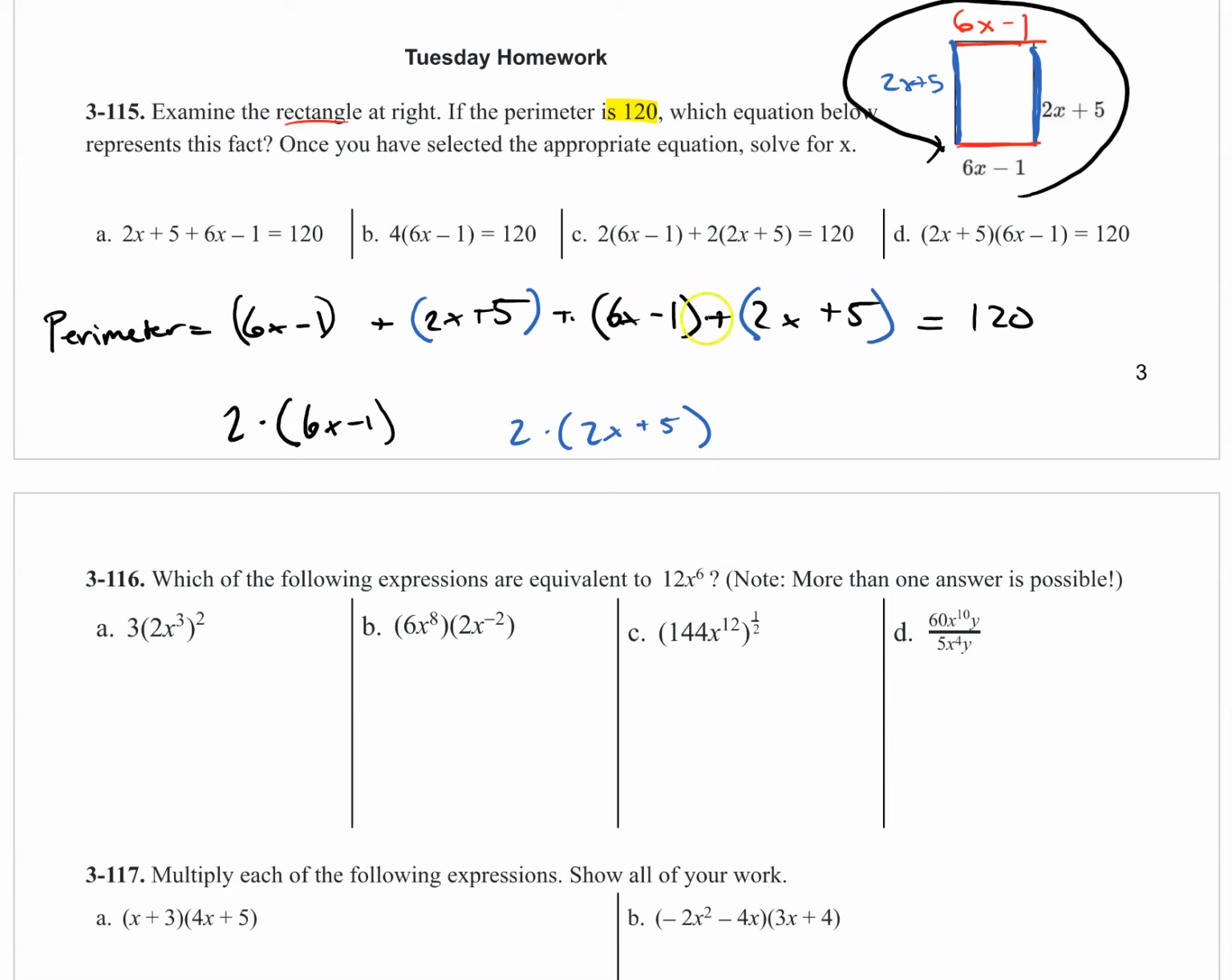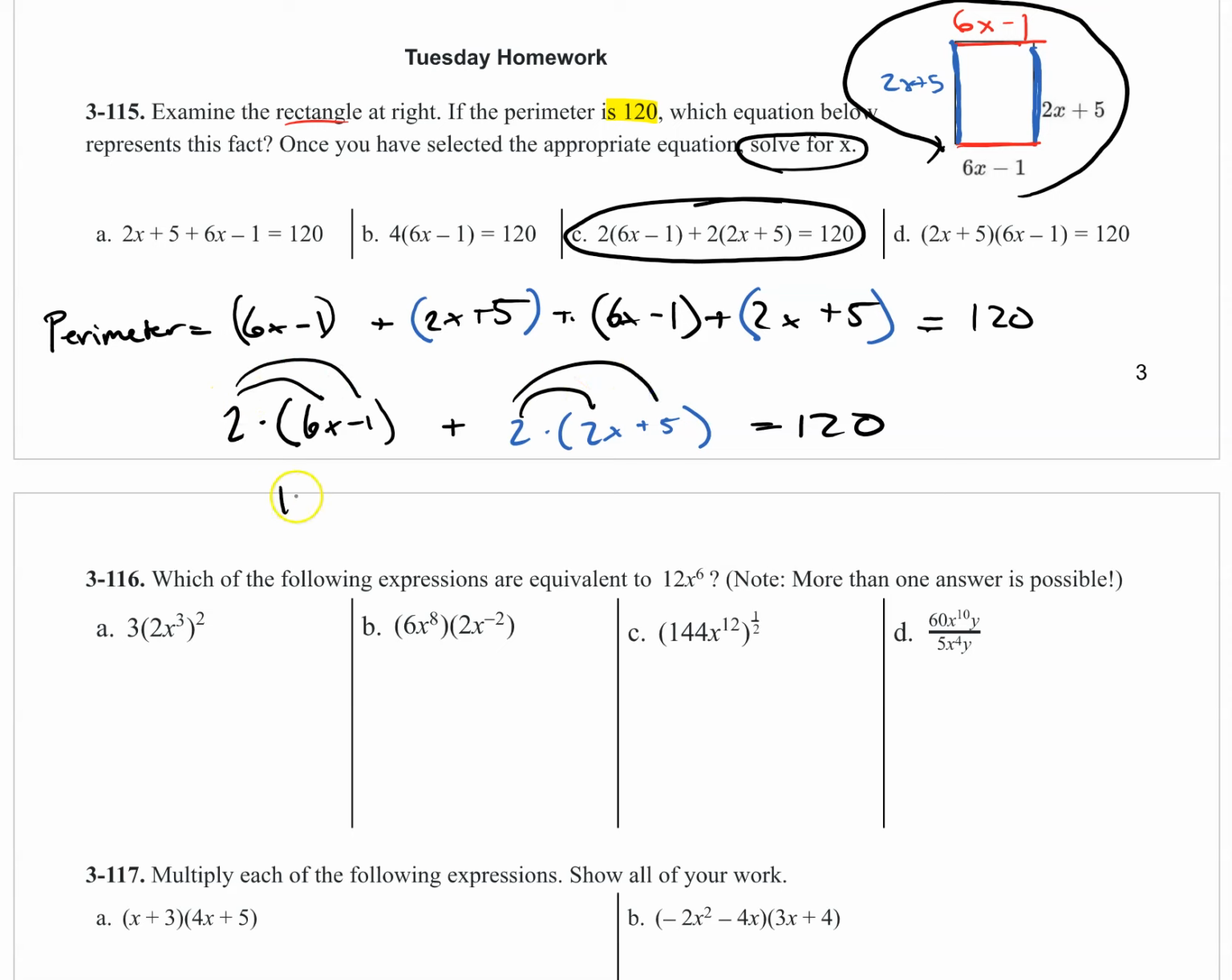Alright, now they're still being added together, so I still need to put a plus sign here. And they still equal 120. And the answer is C. Okay, you still need to solve for x, so I'll let you do that. You can distribute the 2's: 12x minus 2 plus 4x plus 10 equals 120, and then solve for x.